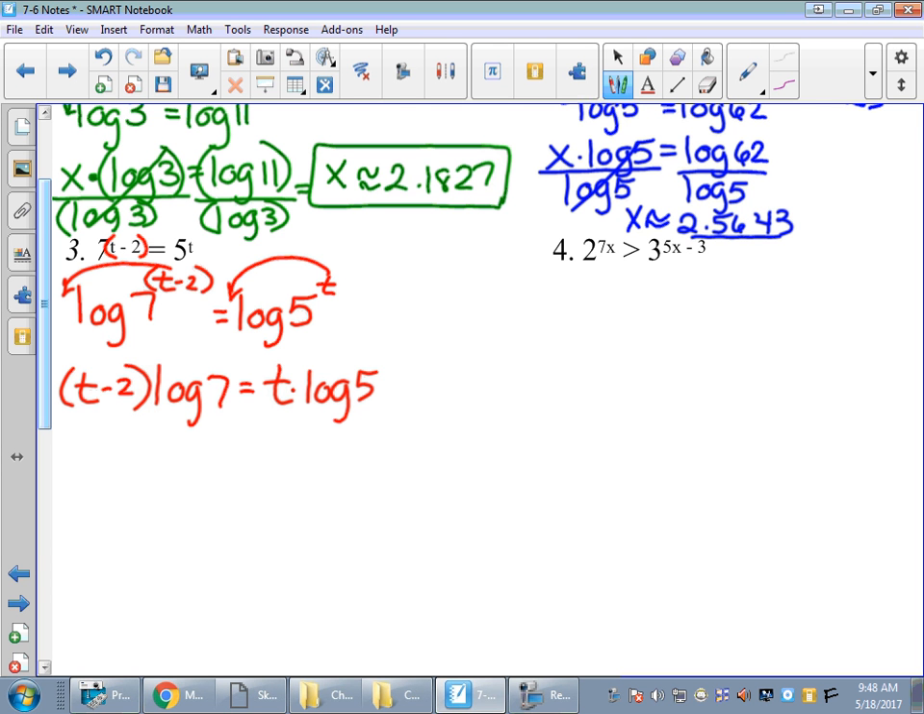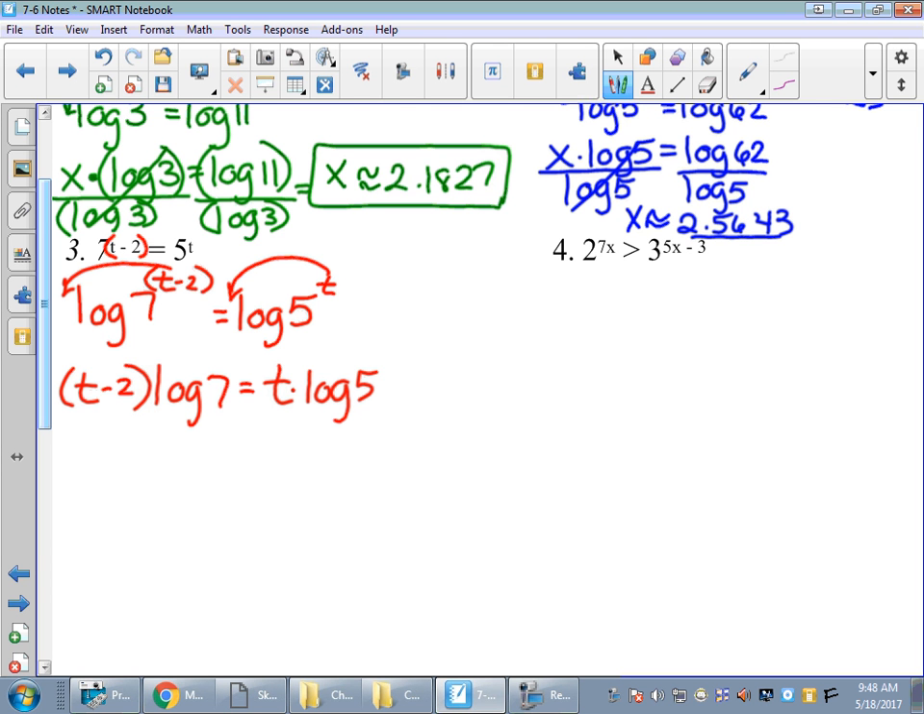I have t's on both sides. I could bring over the t minus 2 over to the other side, or I could bring the t over to the t minus 2. I think it's best to try to clean up one side so that we have all of our stuff in the same spots. So what I need is the variables on one side, and if I can, I'd like to get the log on the other.